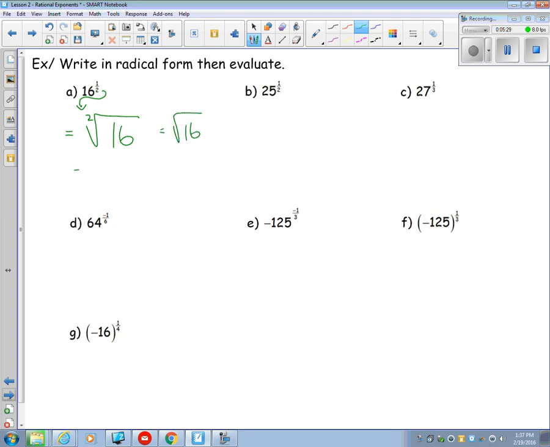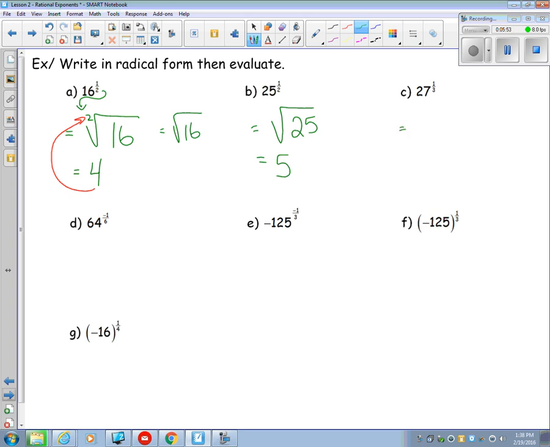And what's the square root of 16? 4, because 4 times itself twice comes out to 16. Remember, the numbers here should be smaller than they started with. All right, let's try 25 to the 1/2. What would that look like? Well, it's a half, so that means a root sign. Root of 25 is 5.